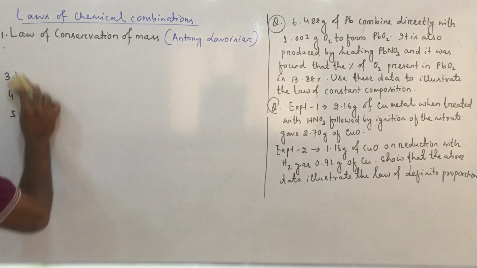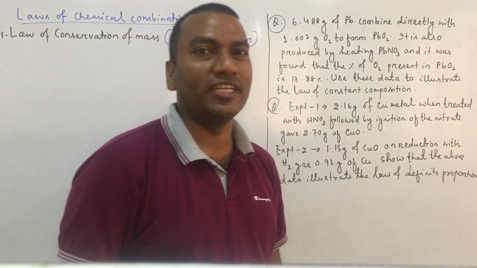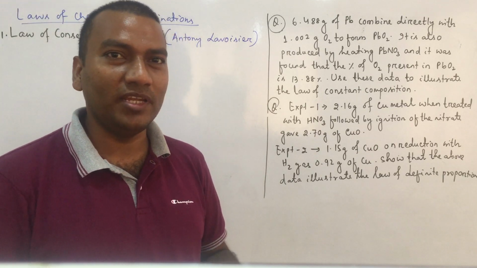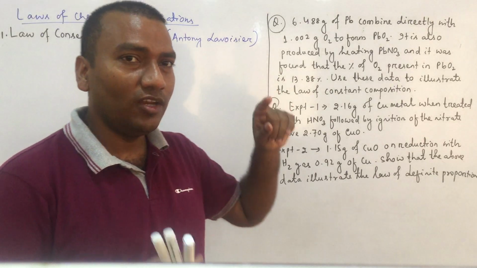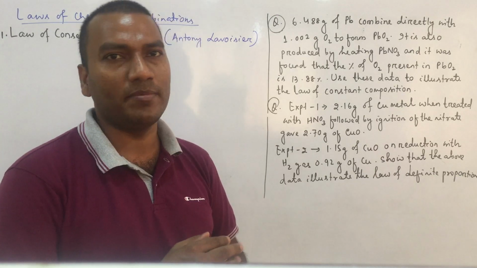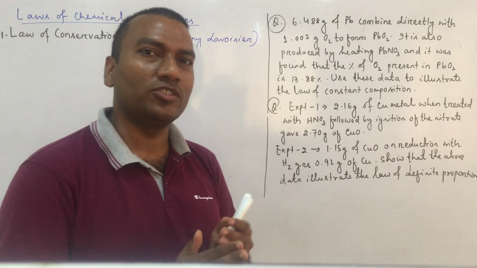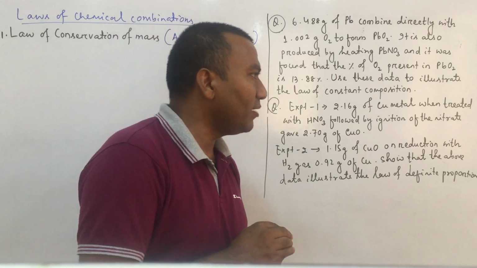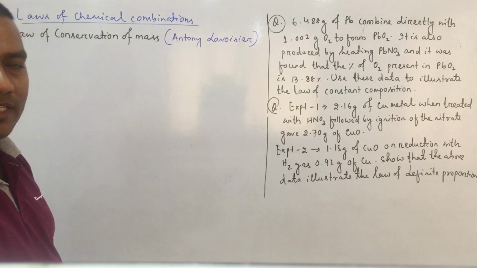Earlier you have read that mass can neither be created nor be destroyed. Similarly, what is the law of conservation of mass? This is one statement. Another statement also we read in chemistry: the total mass of the reactant side is always equal to the total mass of the product side during a chemical reaction. Clear?